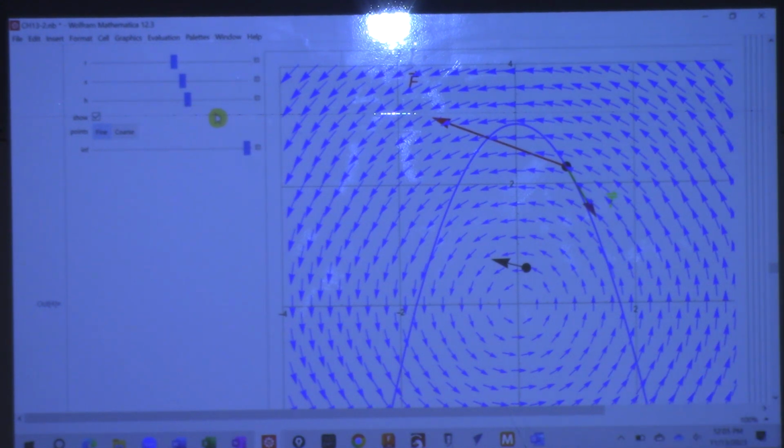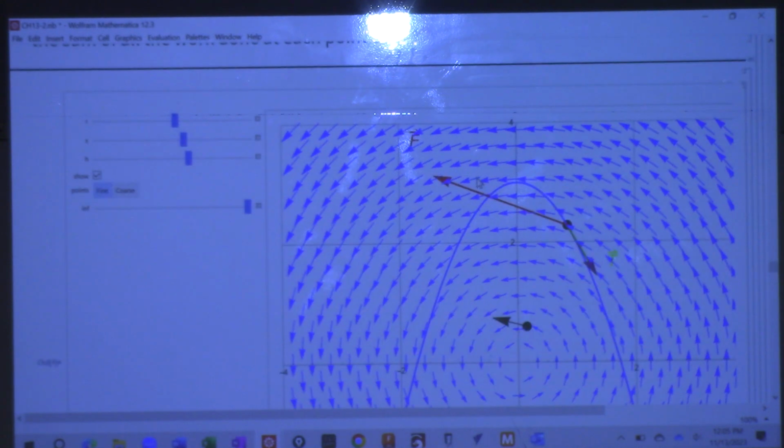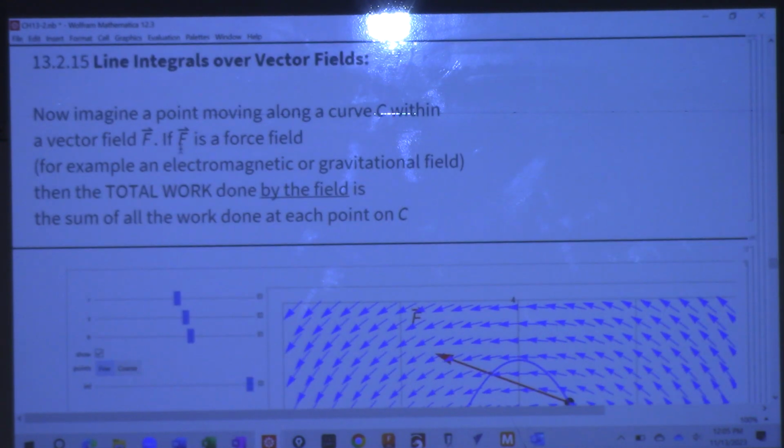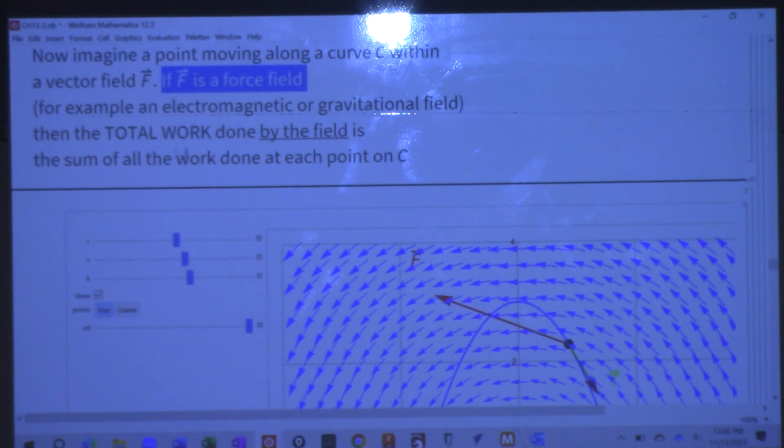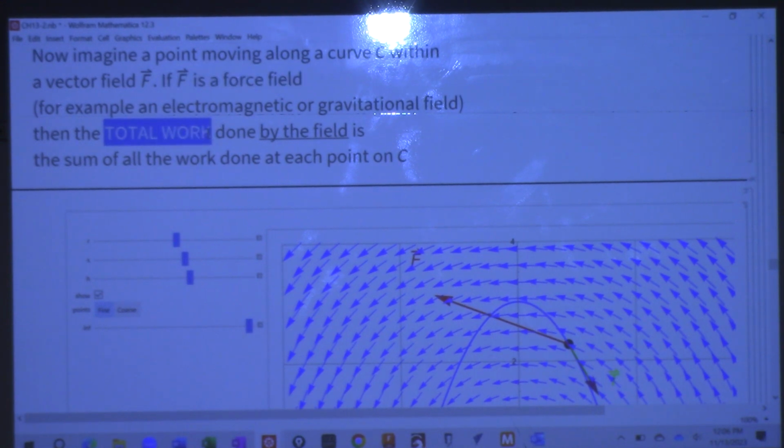We're going to imagine that as we're moving this point through this space, there is a vector field around us at all times, right? There's some vector field. And so what we want to do here is imagine that that vector field is a force field, some sort of force, gravitational or electromagnetic. Then we can look at the total work that is done by this field by adding up the work done at each point as we move along the curve.